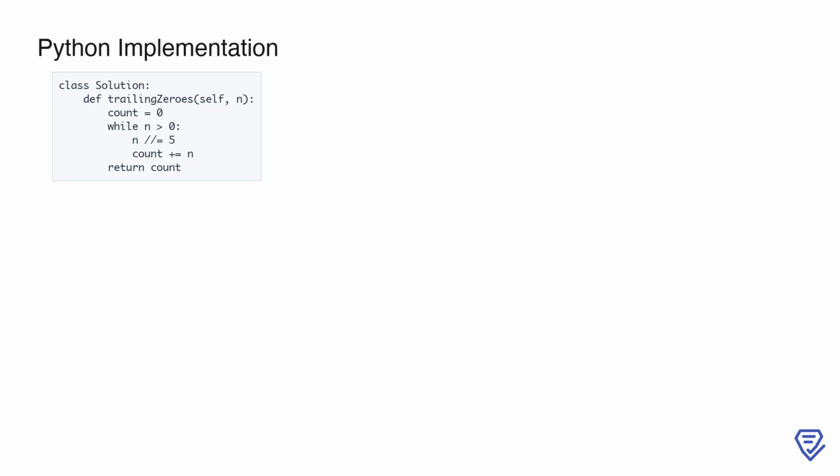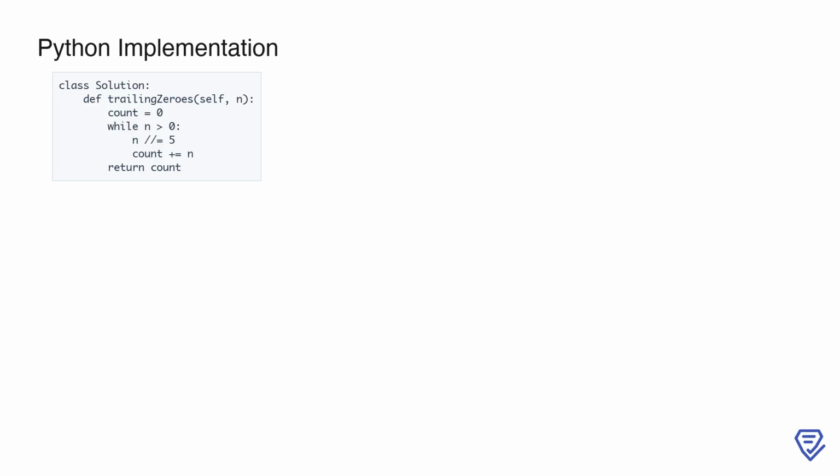Then, it enters a loop where it repeatedly divides n by 5, using integer division, and adds the result to count. This process works because every multiple of 5 contributes at least one factor of 5, every multiple of 25 contributes an additional factor of 5, and so on. By summing these contributions, we accurately count all the factors of 5 in n.